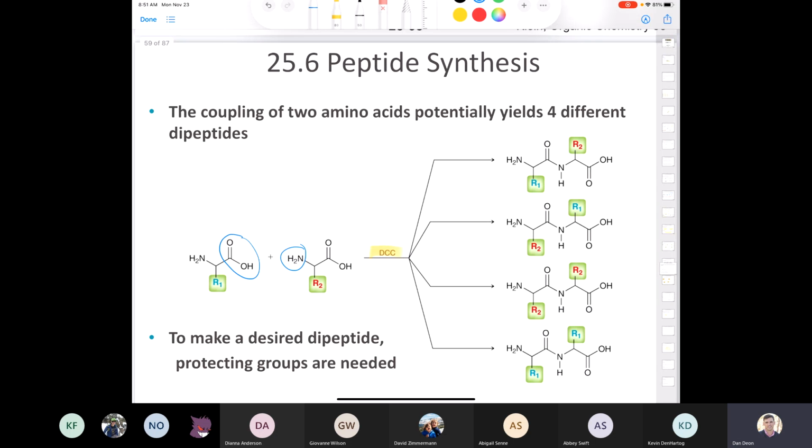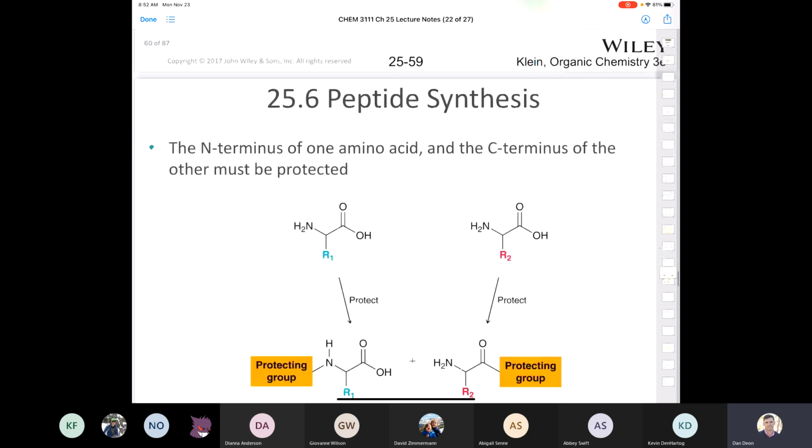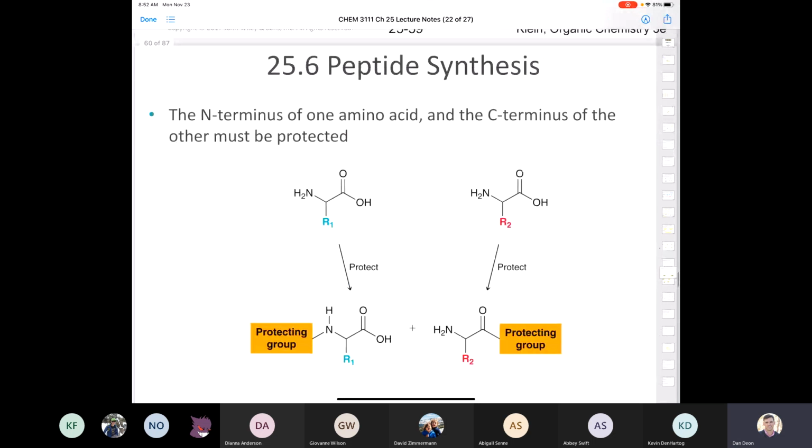Yeah, there is. I've done it many times myself. What we do is we protect the N terminus of the amino acid that we want the reaction to occur at the carboxyl, and we protect the C terminus of the amino acid that we want to react on the amine. You remember protecting groups?